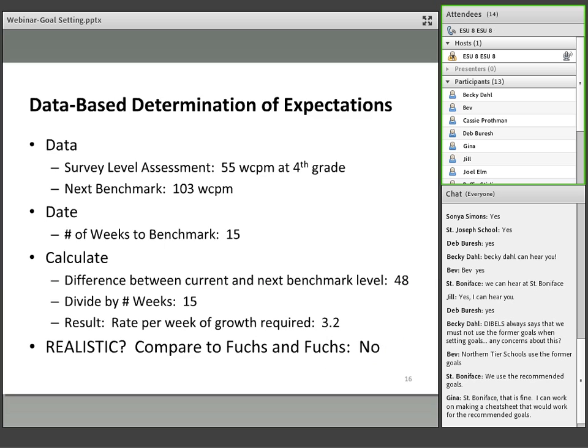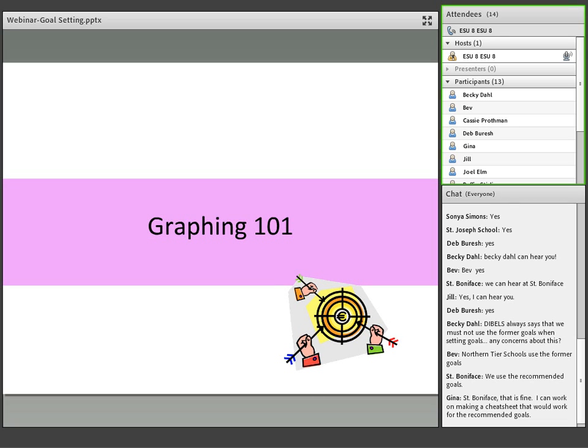Okay, before we go on to Graphing 101, we are going to go through some examples using our easy kind of cheating way to set our goals. But before that, we're going to just talk about what a graph will look like. So that's our next section, just talking about graphing and what your graphs might look like.